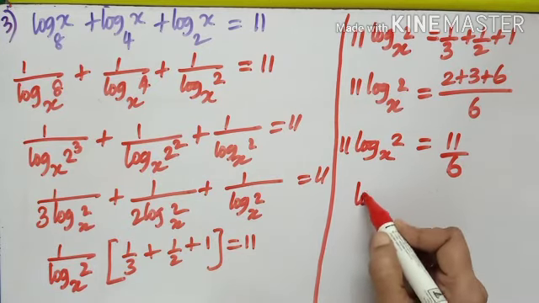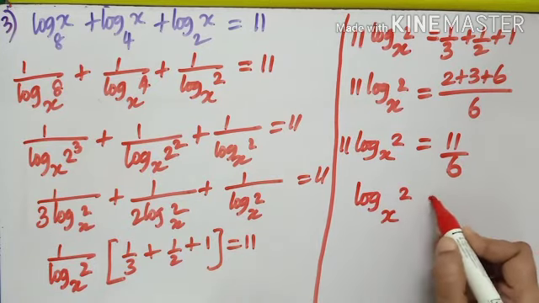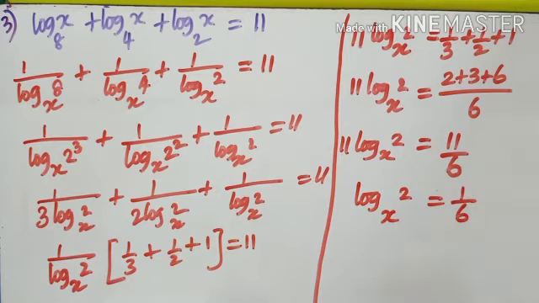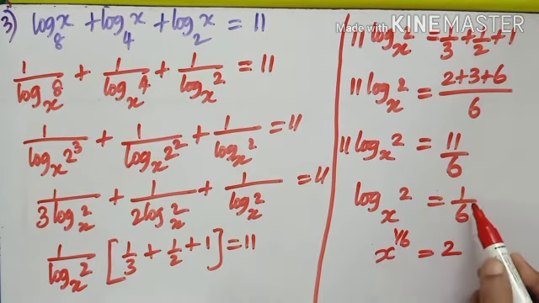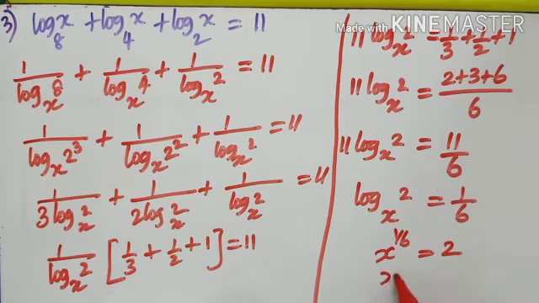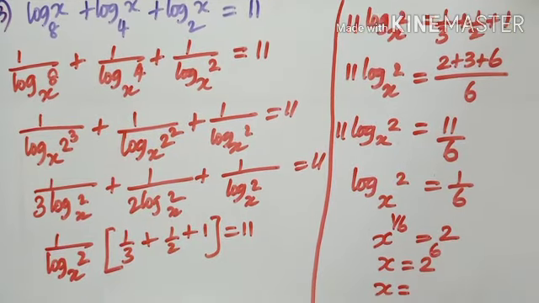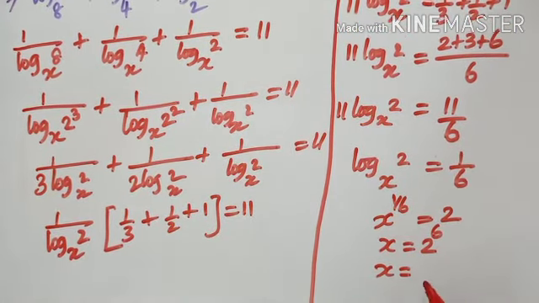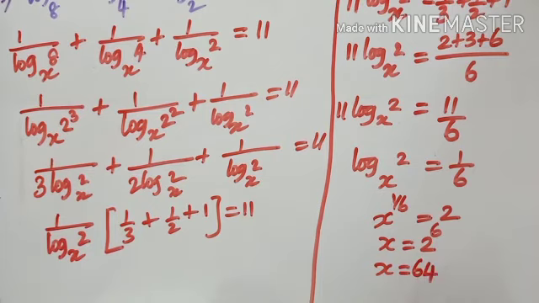11 cancels. Log 2 base x is equal to 1 by 6, or I can write x power 1 by 6 equals 2. x power 1 by 6 equals 2, or x is equal to 2 power, this 1 by 6 goes to the right as reciprocal. x is equal to 2 power 6, which is 2 into 2 into 2, 6 times multiply. My answer is 64.